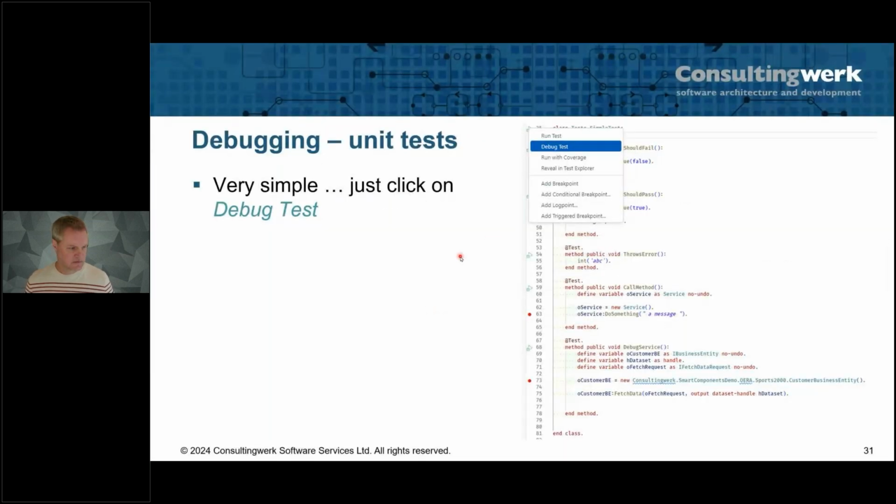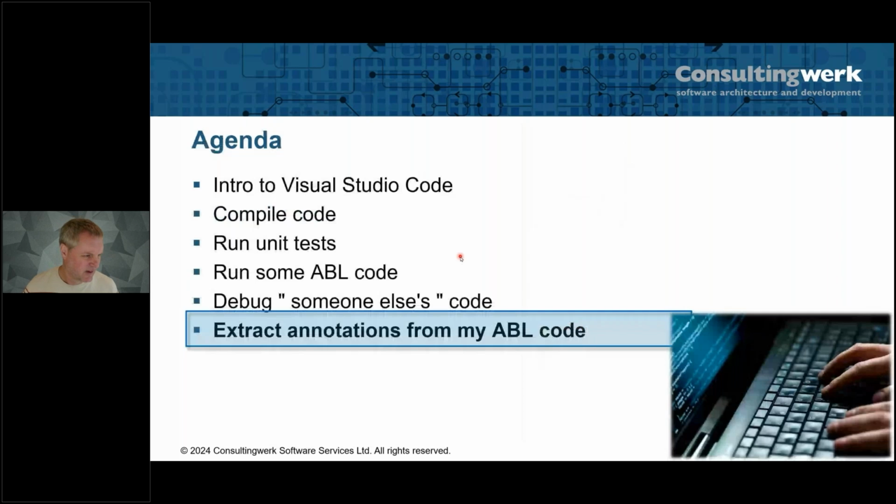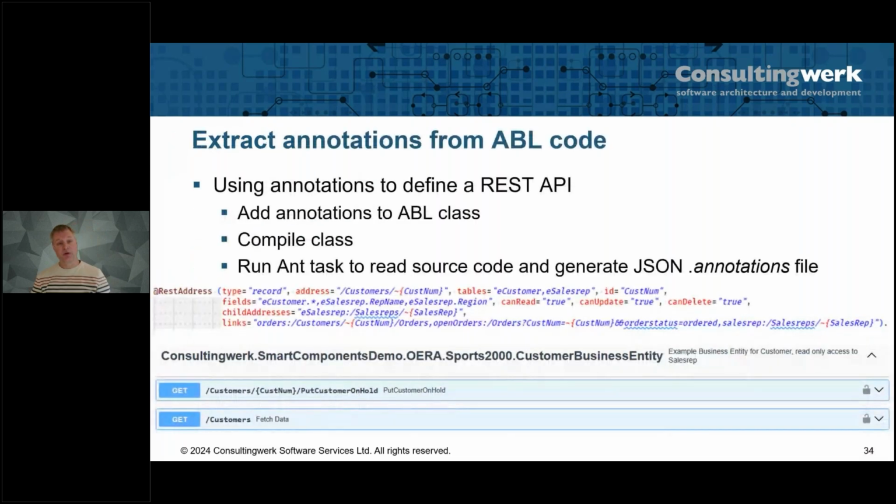Right. So, debugging. The last thing I'm going to do, and again, this is a different kind of integration, is extract annotations from my ABL code. In the Smart Component Library, we use annotations to define a REST API for business services. The process for that is actually four-part broadly, but from a development point of view, we add annotations to a class, something that looks similar to this.